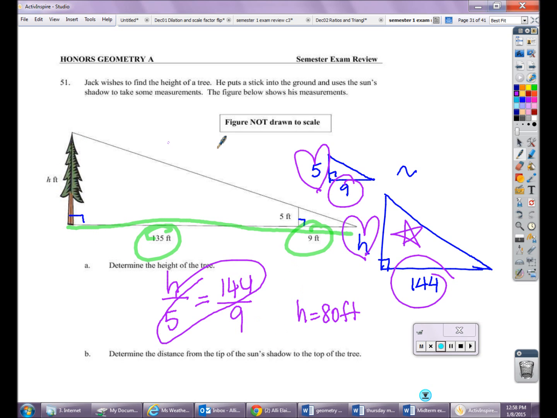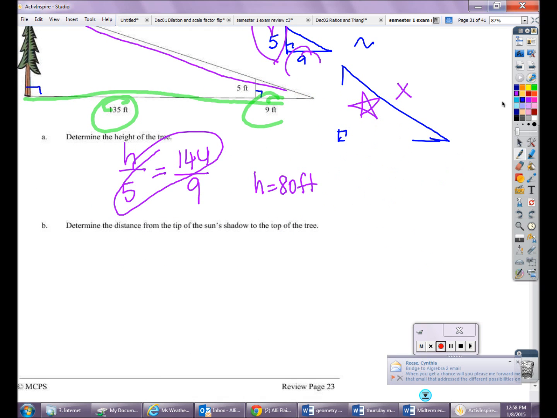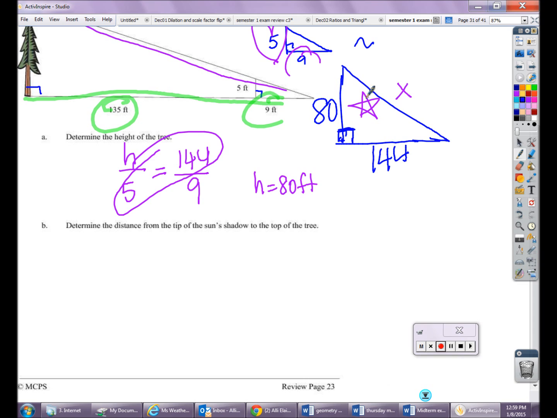Alright, B. Determine the distance from the tip of the sun's shadow to the top of the tree. Okay, so here's the top of the tree. Here's the tip of the sun's shadow. So they just want to know how long this is. So that's part of the big triangle. So I'm going to put an X right there. And I knew that H was 80. So that's 80, 144. It's a right triangle. This has nothing to do with angles. I'm just trying to find x.